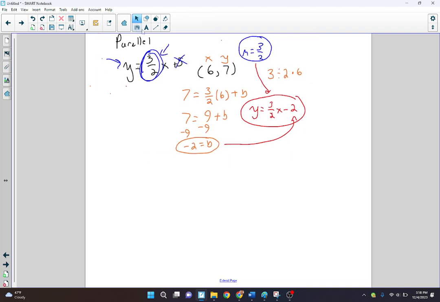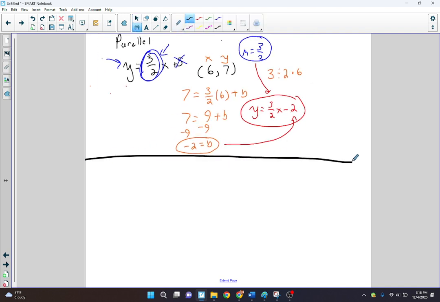So that's parallel. Let's talk about perpendicular. So perpendicular. I'm going to again give you some equation. Let's say y equals 4 over 3 x minus 4. And I'm going to give you a point. Let's say (12, 10). Okay.